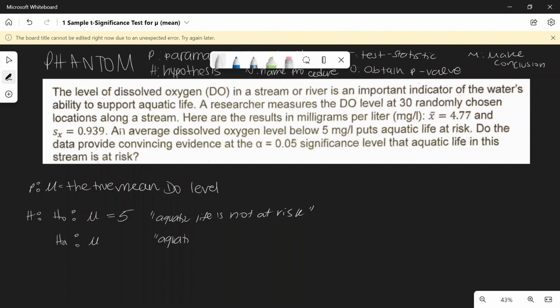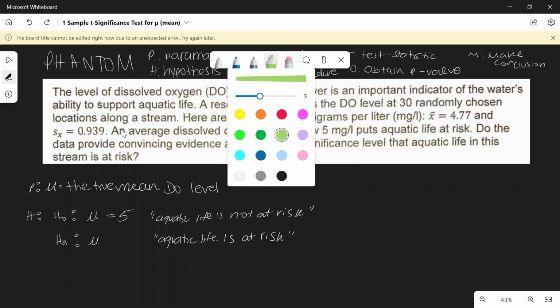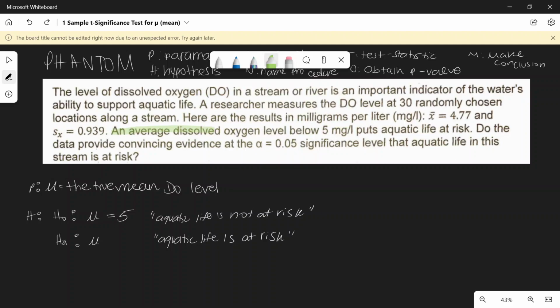Aquatic life is at risk. And so what do they tell us? How do we know when aquatic life is at risk? Well, they say that an average dissolved oxygen level below 5 puts aquatic life at risk. So because of that, I already know that this is going to be less than 5. That's what we're trying to find convincing evidence for.